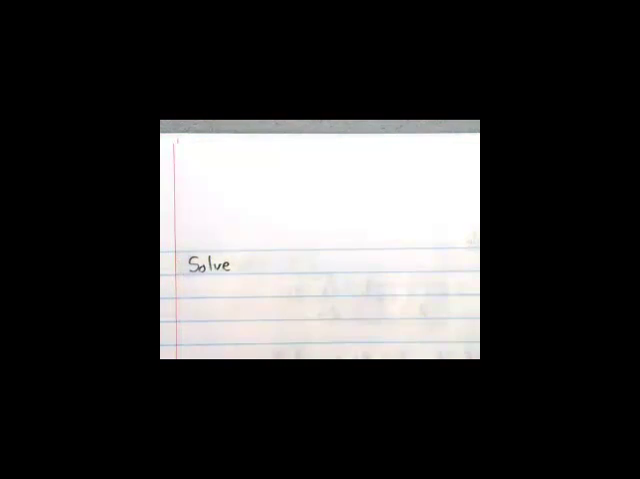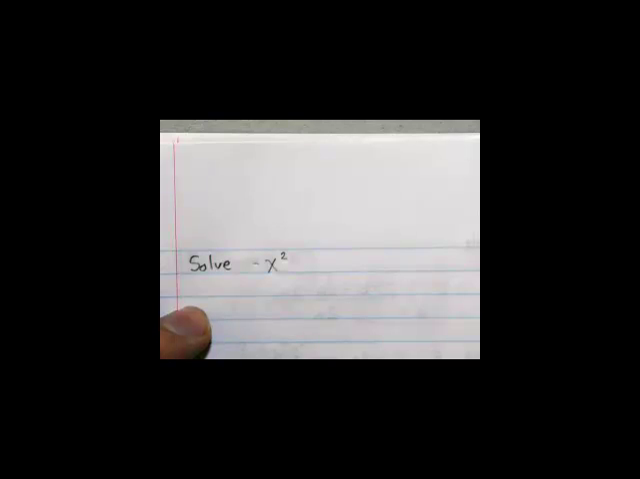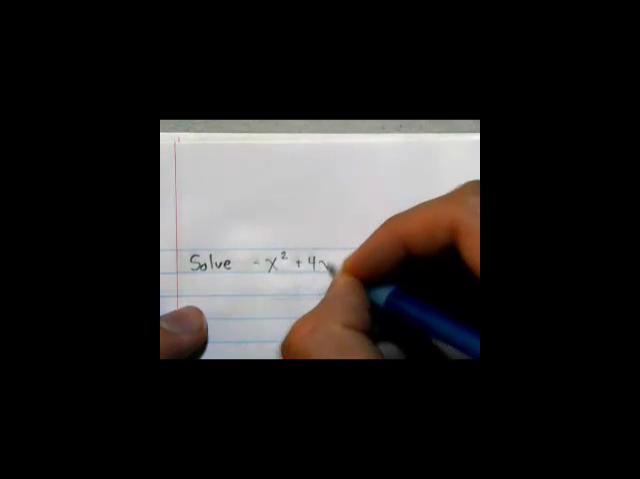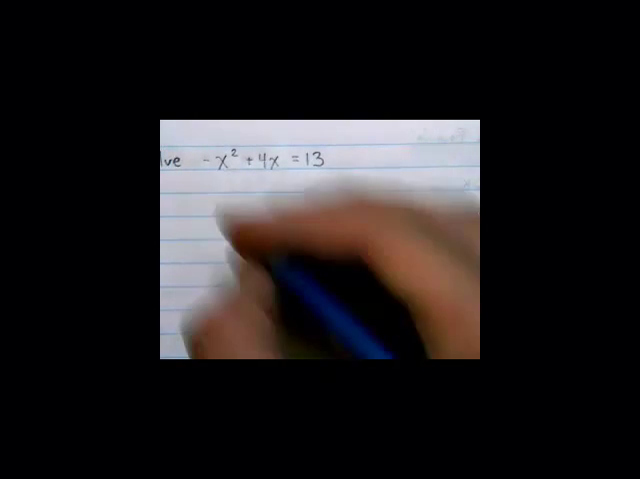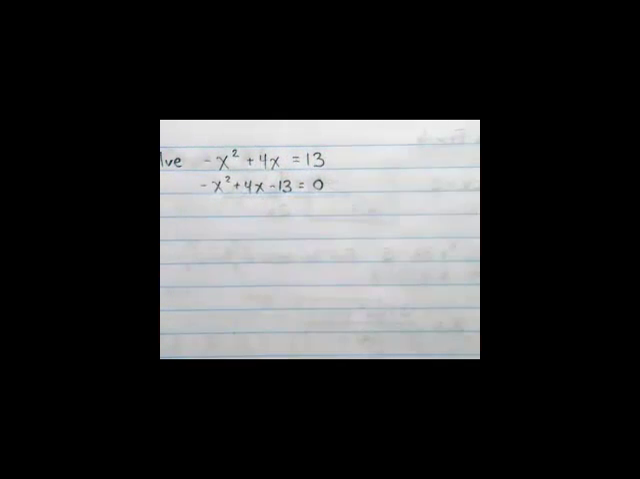Okay, so here's a good one. Let's solve negative x squared plus 4x equals 13. This one's going to give us some imaginary solutions, or complex solutions. First things first, what do I have to do? Yep, we got to get it all over to one side again. So negative x squared plus 4x minus 13 equals 0. Now I'm ready to go with my quadratic formula.